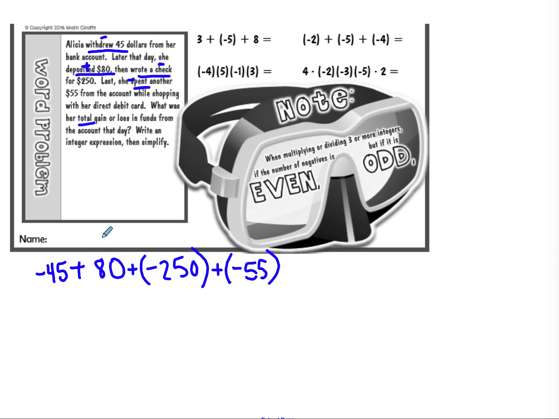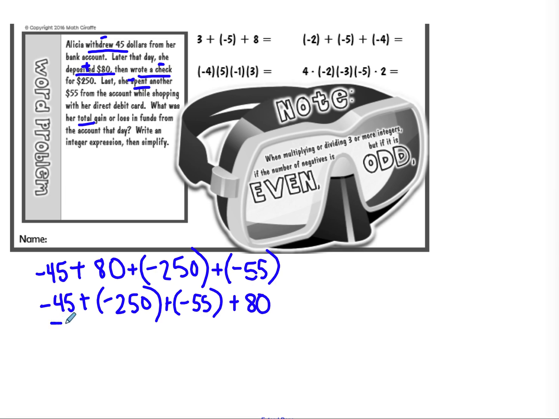Okay, so now I'm going to decide which order I want to add things in. It doesn't really matter. A lot of people like to group like signed numbers together, so I'm going to go ahead and use that strategy. So I'm going to rewrite my problem. I'm using the commutative property here to put numbers that are negative, the same signs together. And I'm just going to move that positive 80 to the end. Okay, so now I can add left to right if I want to, or I can do something different. I'll just do left to right.